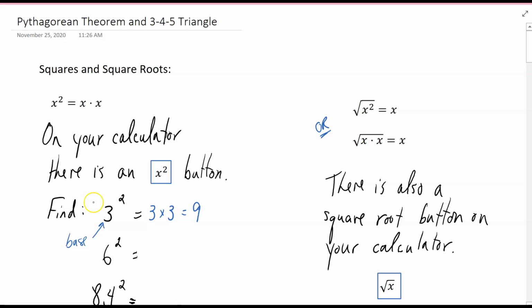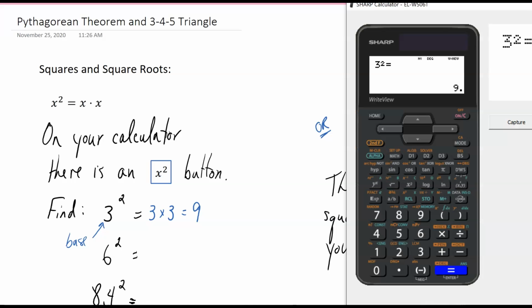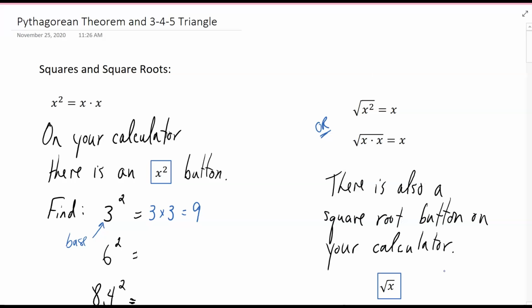All right, now go ahead and try 6 squared with your calculator. Six squared means 6 times 6. So put the base value in, which is 6, hit the square key, and hit the equals. 36. 6 times 6 equals 36.